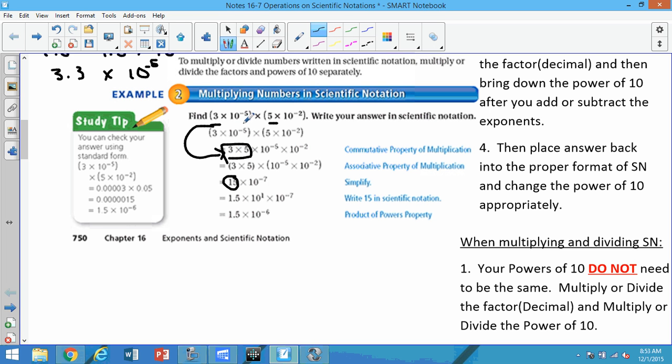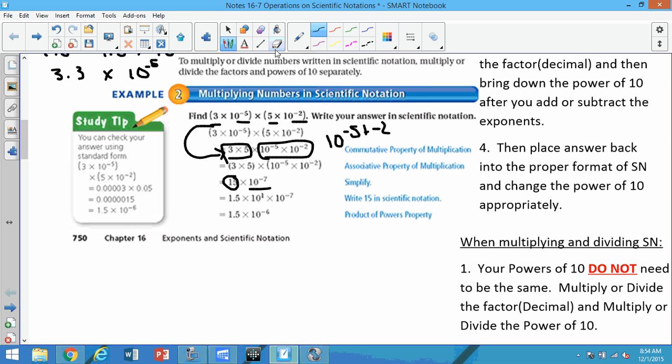Then you look at your power of 10s. You have 10 to the negative 5th and 10 to the negative 2nd. So that becomes 10 to the negative 5th times 10 to the negative 2nd, and that's the same thing that we did with exponents. So you add your exponents. So I would write 10 to the negative 5th plus negative 2nd. And that then gives you 10 to the negative 7th.